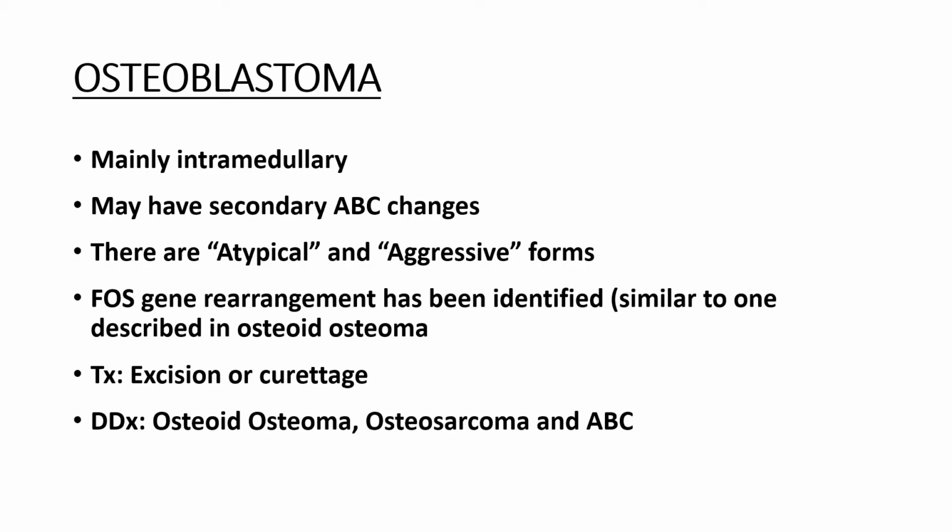Osteoblastoma is a benign bone-producing lesion, mainly intramedullary. May show secondary ABC-like changes. Some cases may show more atypia and more aggressive behavior. Recently, FOS gene rearrangement was identified, similar to the one described in osteoid osteoma. Treatment is excision and curettage. Differential diagnoses include osteoid osteoma, osteosarcoma, and ABC.